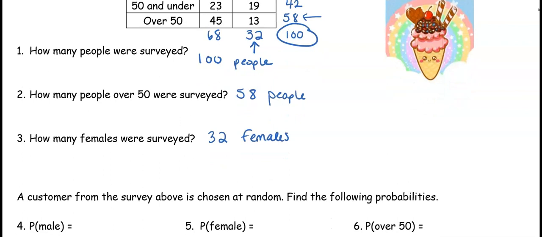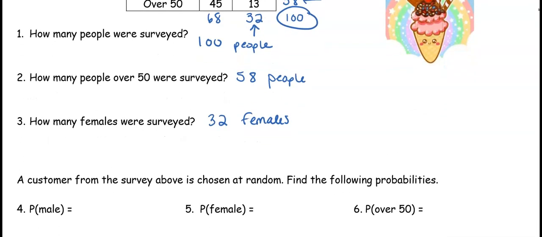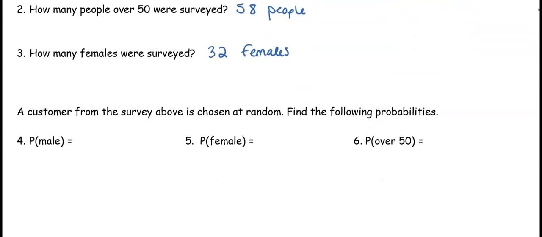All right, so let's look at some probabilities with these two-way tables. Now, I want to remind you, probability is simple, and it always comes down to success over total. So if I want the probability that a customer from the survey above, chosen at random, and random is really important, is male, it is success over total.